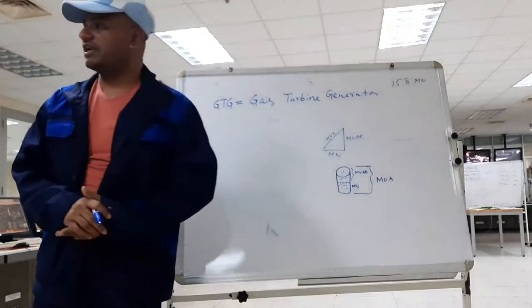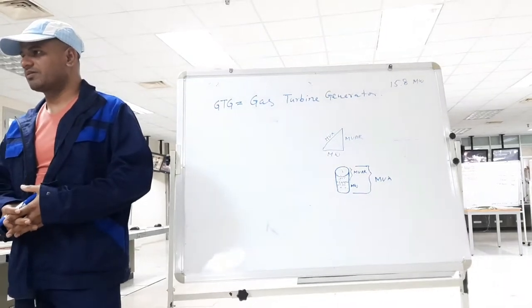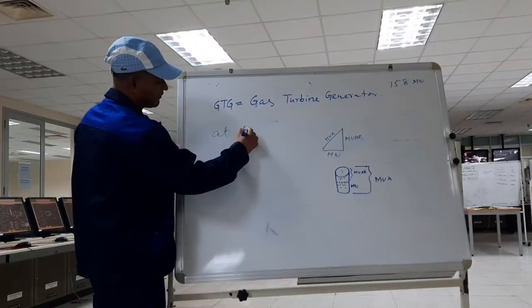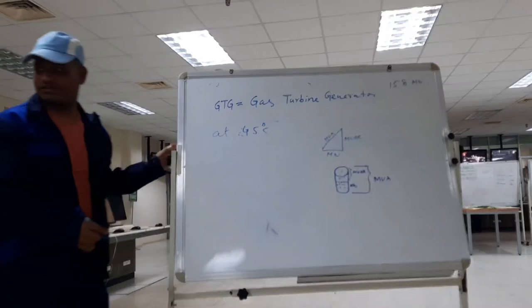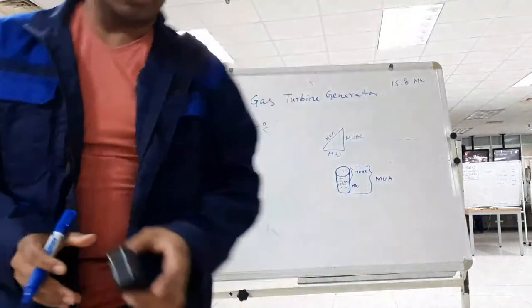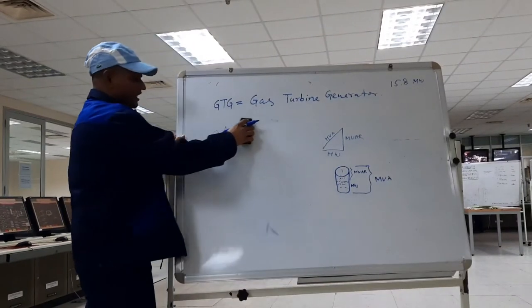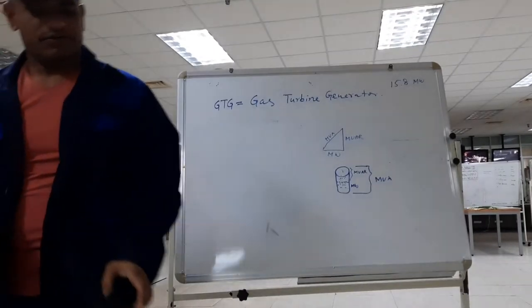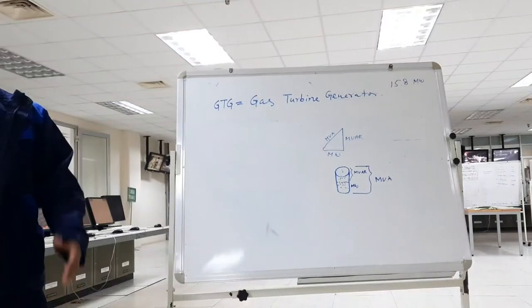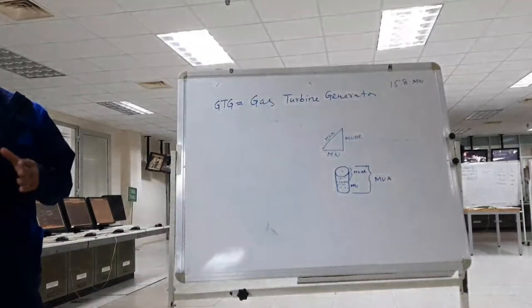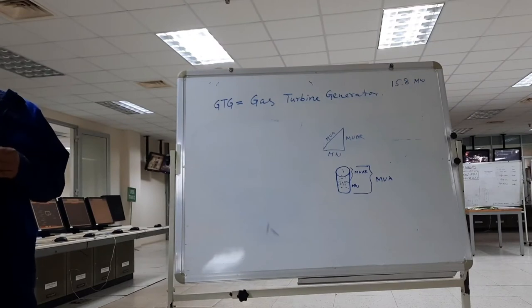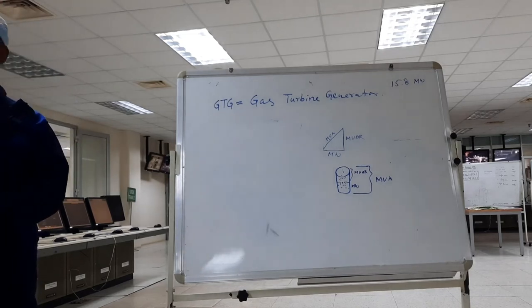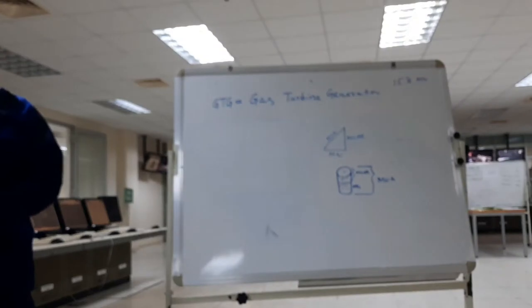So in our plant, normally there are 4 GTGs. Per GTG capacity, how much? 23 megawatt at 245 degree centigrade temperature. So if the outside temperature is around 45 degrees, the GTG can produce 23.2. And if the temperature is around 25 degrees, the GTG can produce 29.2 megawatt. If the temperature is more, the GTG power will be less.